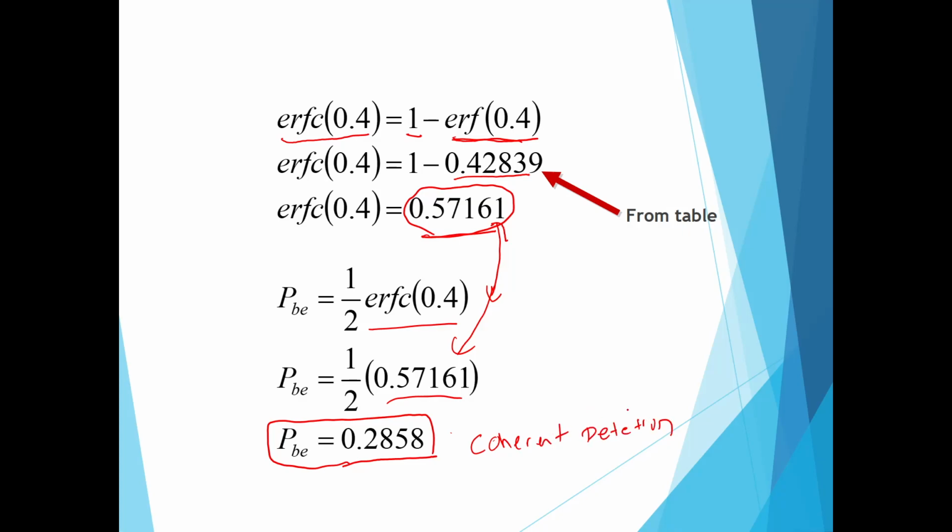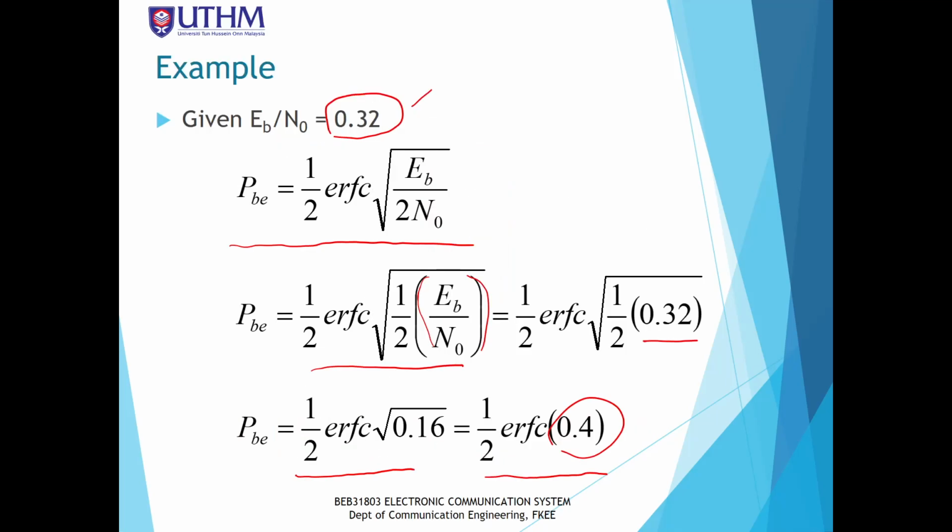Okay, if the receiver is using a coherent detection method, that means the formula to find the probability of bit error is based on these equations. Remember, this is for coherent detection at the receiver.